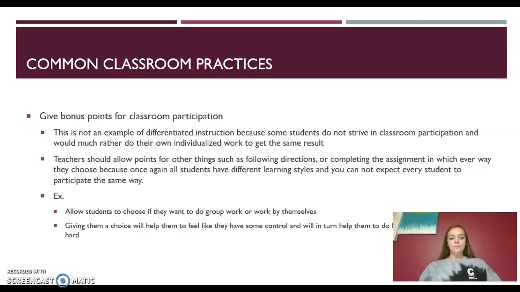Group work is good for some students, but other students won't succeed that way. And so giving points for that kind of defeats those kids, because it makes them think, well, I'm not going to do that, so then they don't get the points. There should be points in other parts that all students are able to achieve. So some examples would be to allow the students to choose if they want to do group work or work by themselves, and also give them a choice that will help them feel like they have some control, and that will make them feel like they can do this assignment and they can work really hard.